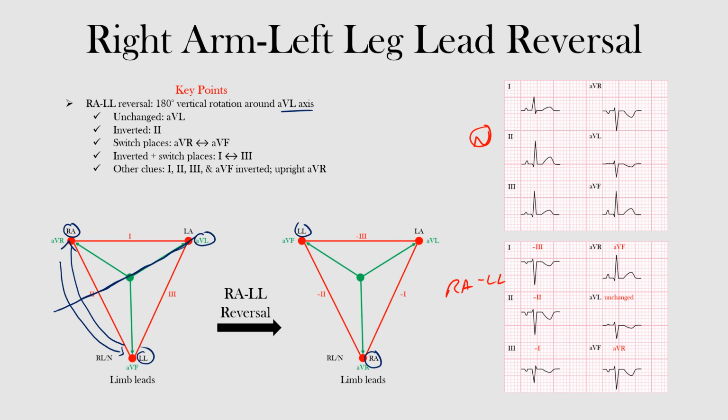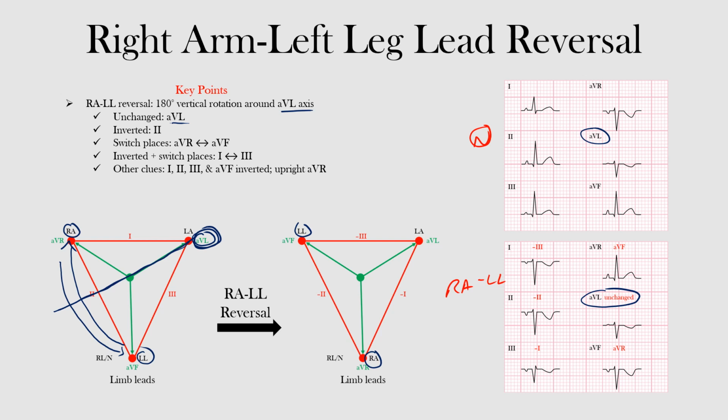So let's take a look at this. We have a little more going on here. We said AVL is unchanged. This is the one we're rotating around. So AVL, which is right here, is unchanged. No changes to AVL. Lead 2 will become inverted.